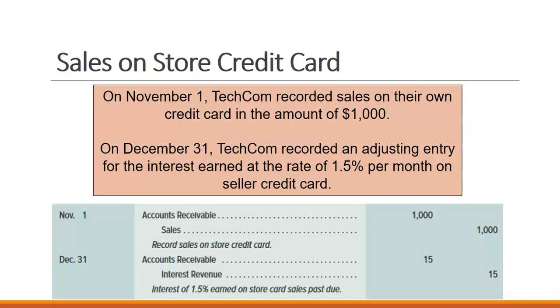This is looking at sales on a store credit card. We have a store credit card that we allow customers to purchase on. So we recorded sales on a credit card in the amount of $1,000. Then at the end of the month, we need to make an adjusting entry for any interest earned on that card. We have a 1.5% per month interest. So if at December 31st that customer has not paid us back, they will have accrued interest on that credit card that needs to be recorded in an adjusting entry.